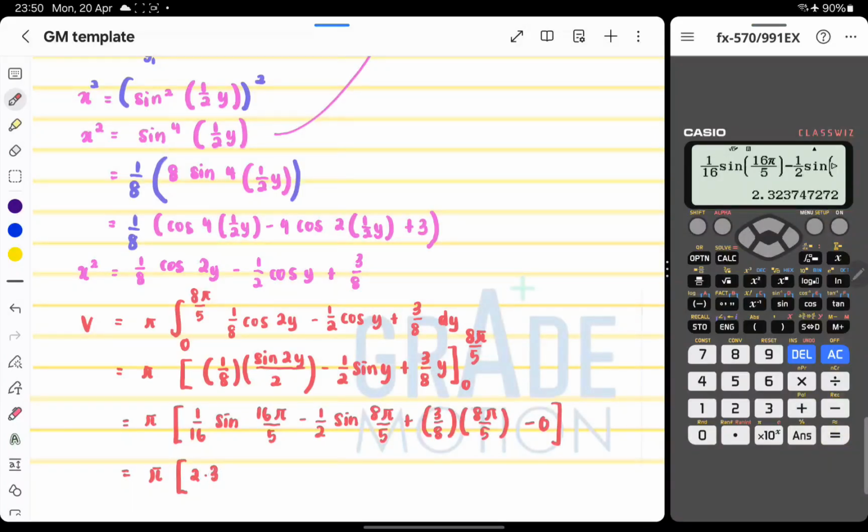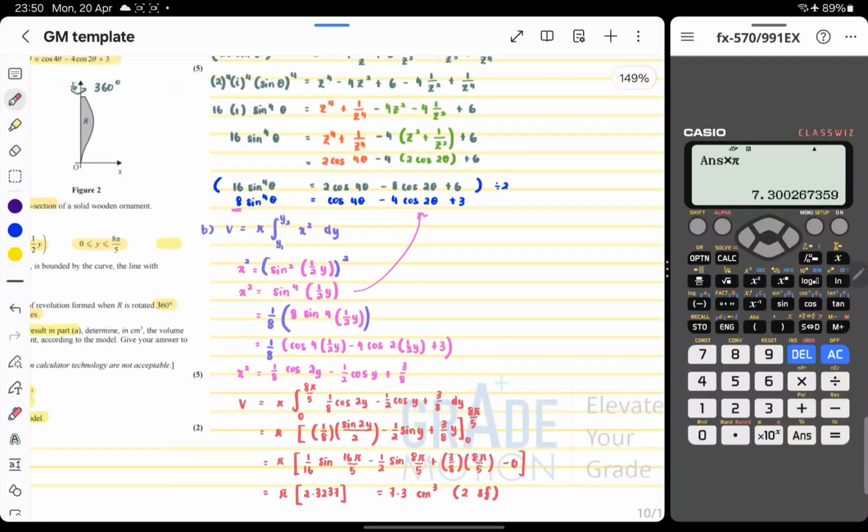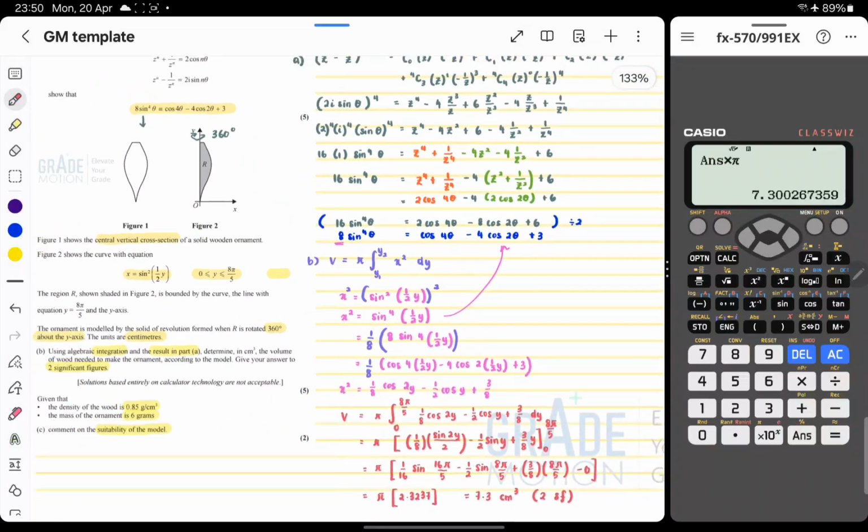So here is 2.3237 pi. Now let's multiply by pi, and we will get 7.3. This is the volume in cm cubed, up to 2 significant figures. We are done with part B.